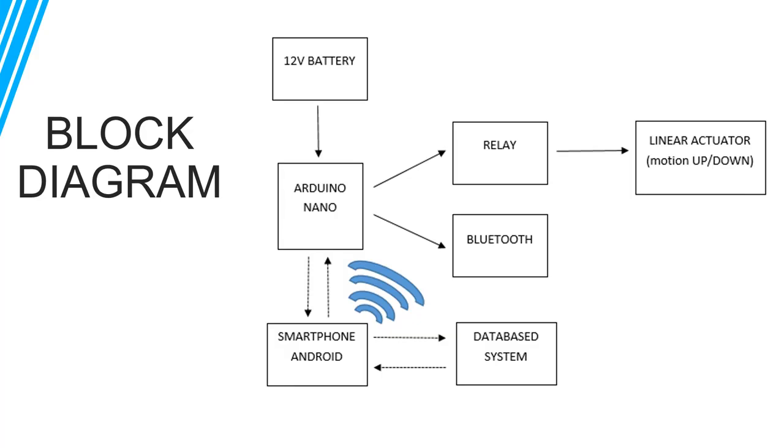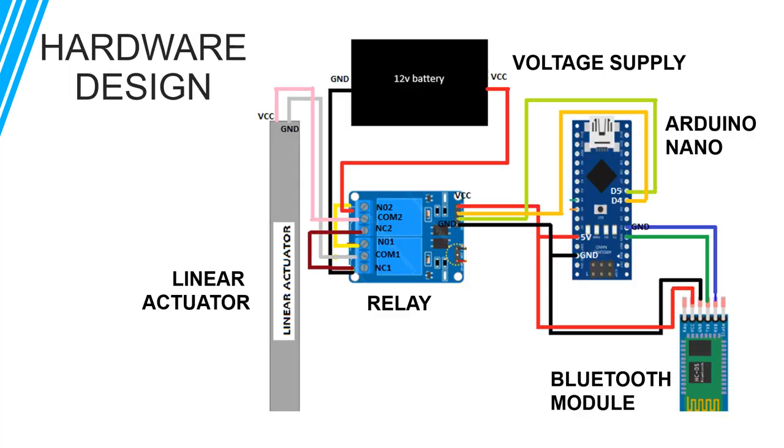The proposed system shown uses wireless technology to control the linear actuator using an Android smartphone. MIT App Inventor 2 should be installed on the Android smartphone. The database system will be attached to the app. The most important part is Arduino Nano to control the project.